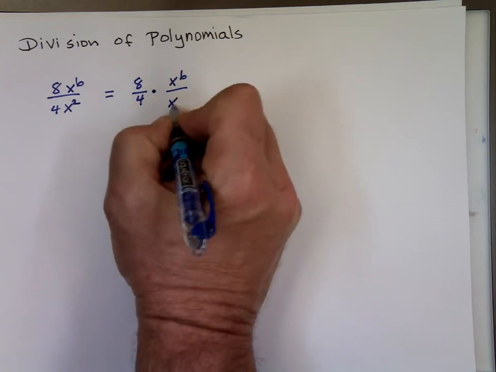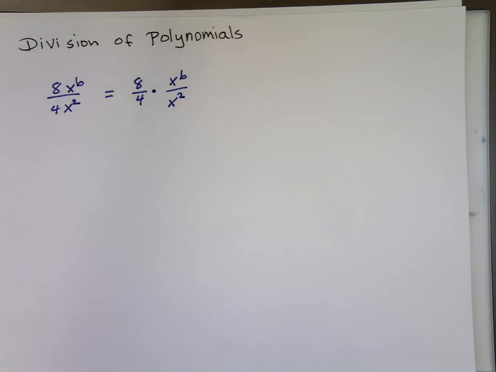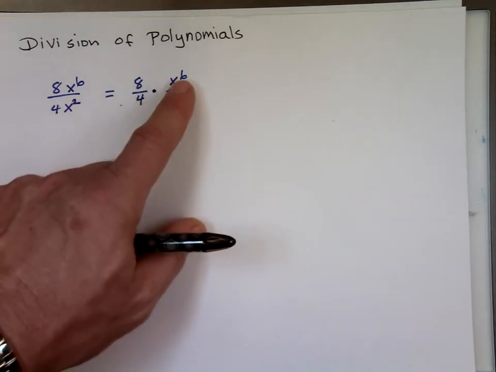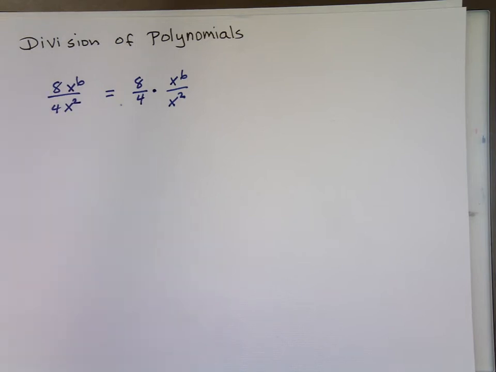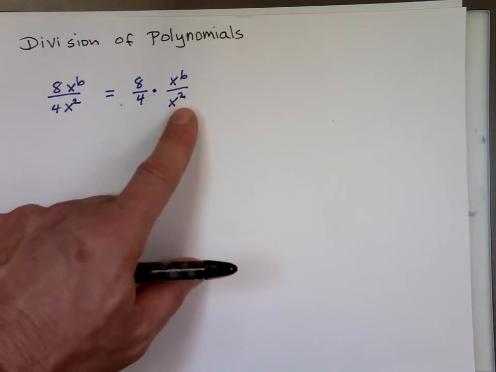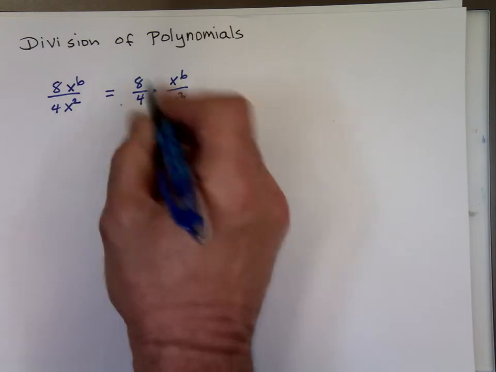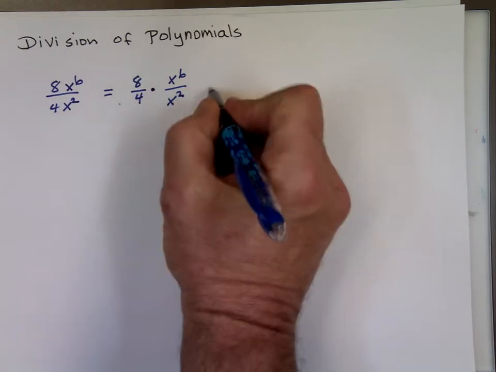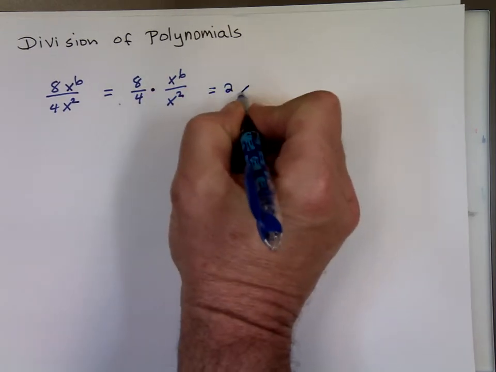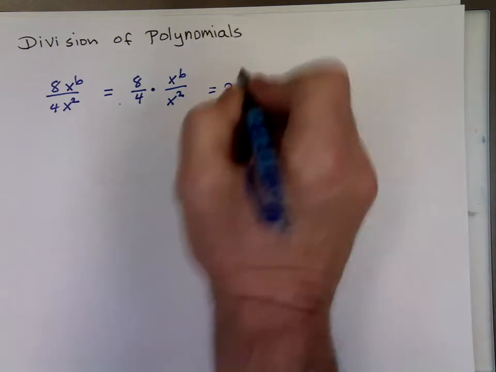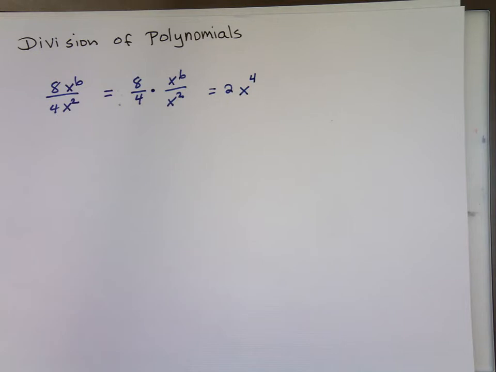If you remember, when you multiply fractions, you multiply the top times the top, so 8 times x to the 6, you end up with that. And you multiply the bottom times the bottom, 4 times x squared, which is this one. Now, what is 8 divided by 4? 2. And x to what power? The fourth. Why 4? Very good, you subtract.